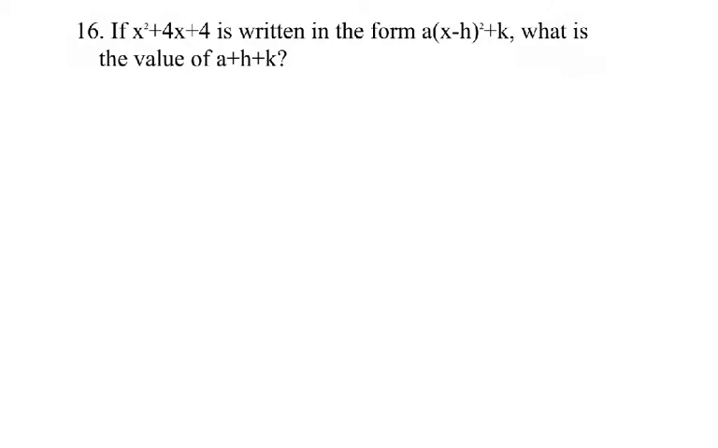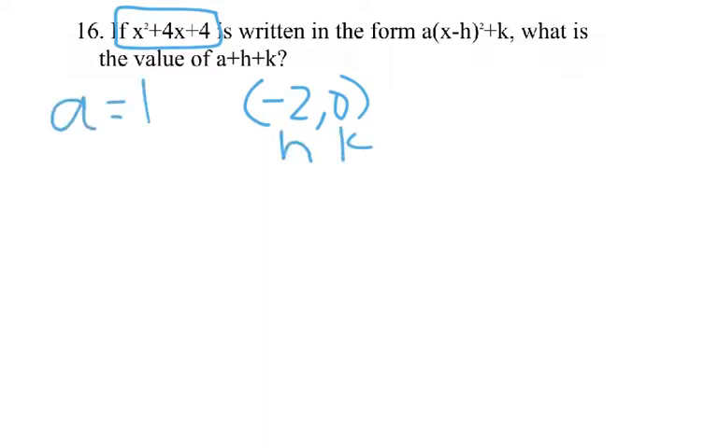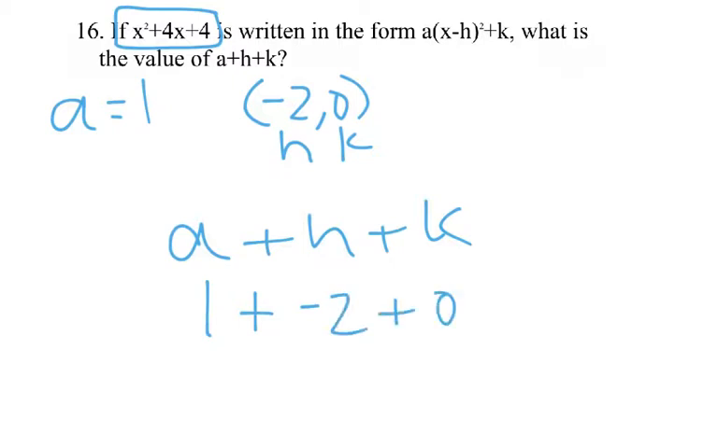Alright, so this one is talking about vertex form again. So I want you to go ahead and find the vertex of this function and pause the video and try it. Alright, so the vertex is at negative 2 and 0. That's your h and k. Remember, a is the number in front of x squared, so a is 1. And it just wants to know what is a plus h plus k. So 1 plus a negative 2 plus a 0 is a negative 1.